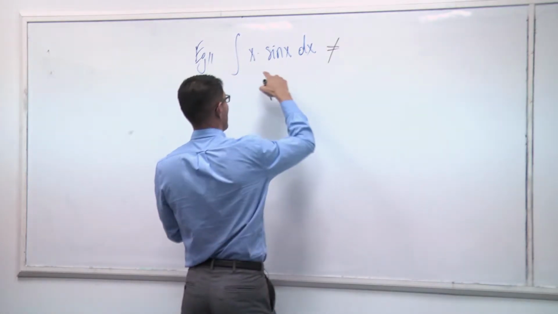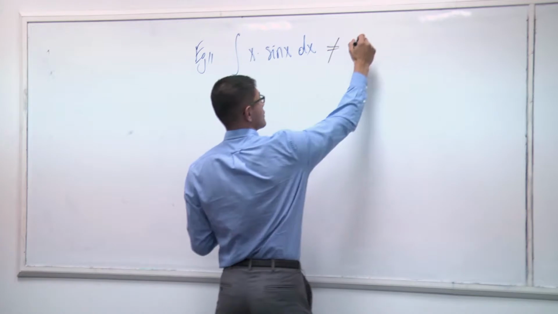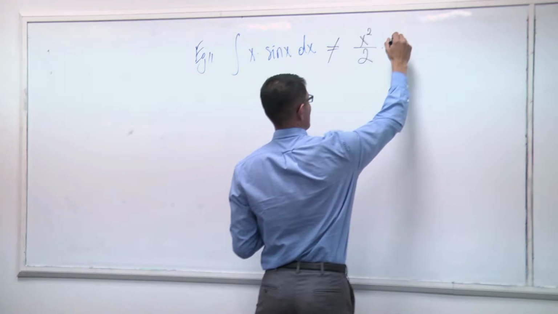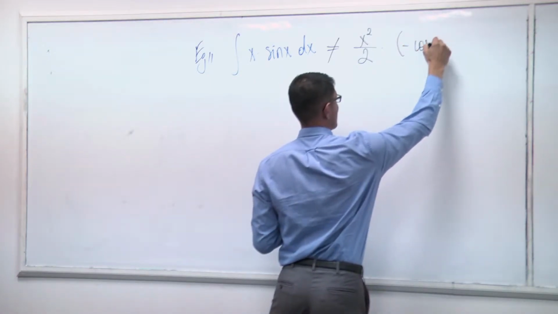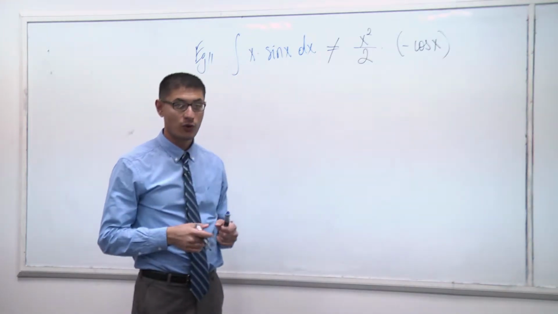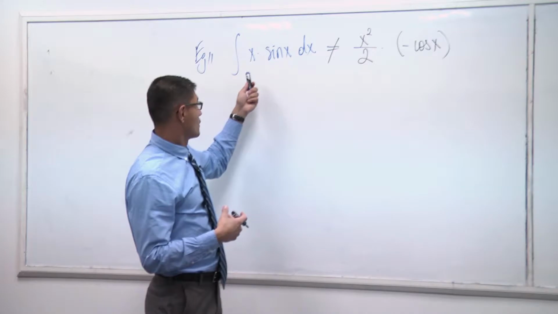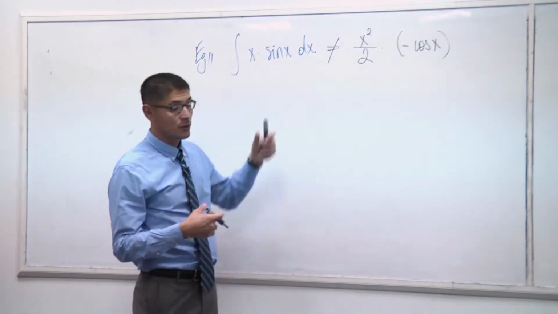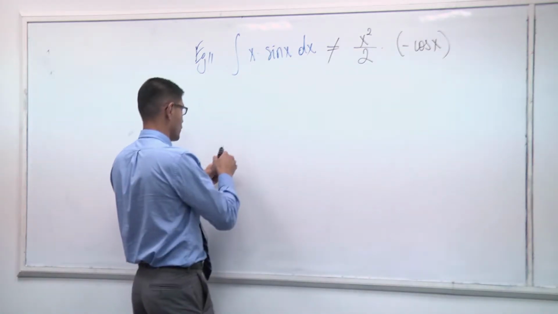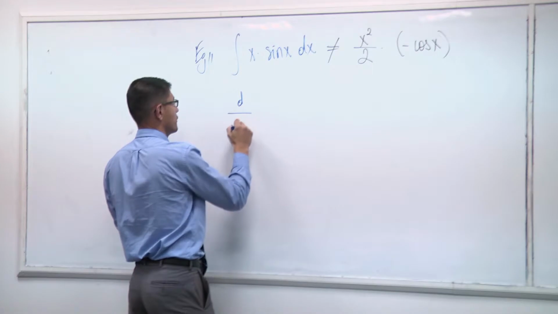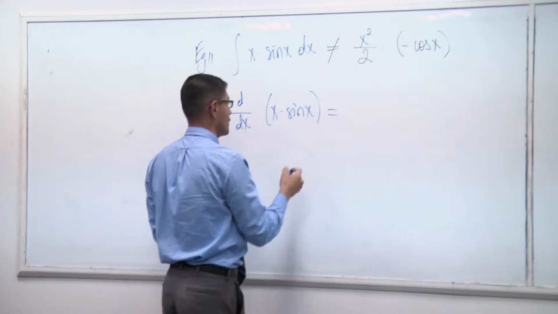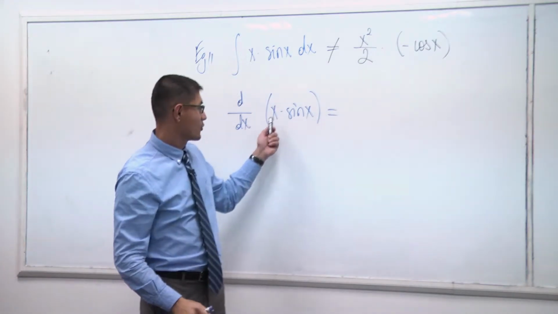You cannot say that the antiderivative of x is x squared over 2, and the antiderivative of sine x is negative cosine x, and sit back and relax. So this is not going to work. The problem is very similar to the problem when you're trying to find the derivative of a product of two functions. If you want to find the derivative of x times sine x, then again you cannot take the derivative one by one.